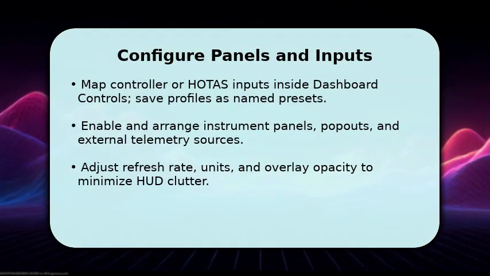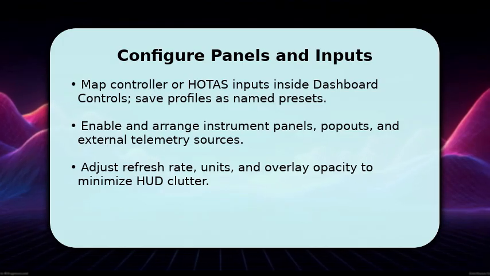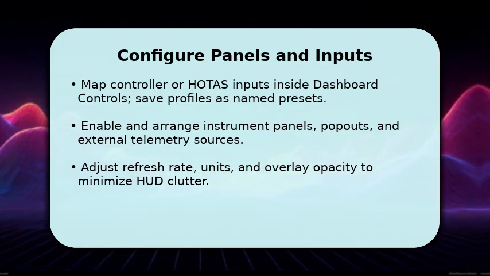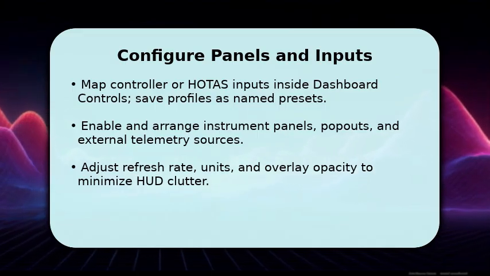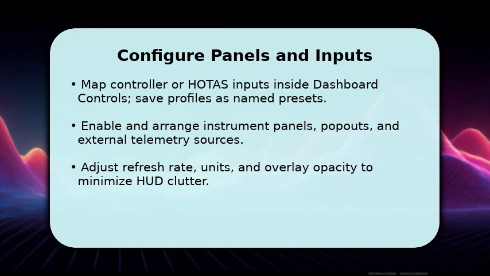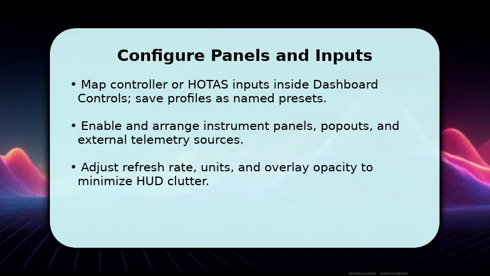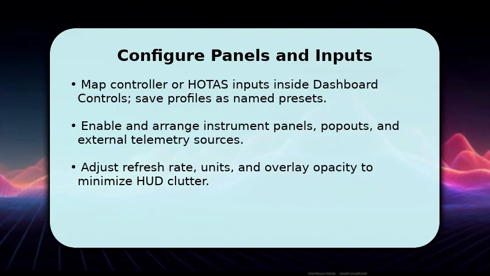Now you configure the interactive parts. Open controls to map your controller, HOTAS, or pedals, assign critical axes and buttons, then save a named preset so you can revert instantly. Next, enable the instrument panels and pop-outs you need, adding external telemetry sources if you use a PC companion or mobile app. That lets you distribute workload off the console.